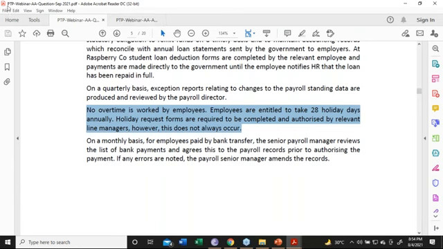Is this clear? What should be the control recommendation? I think the control recommendation should be that all the employees should be requested or informed or directed to make sure that no holiday will be allowed without the completion of the holiday form authorized by the line manager. Is this clear, this particular deficiency?